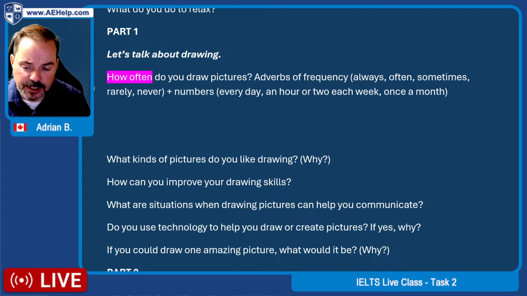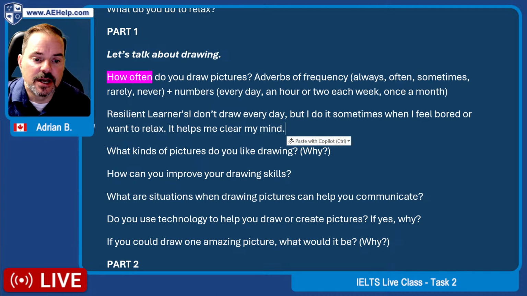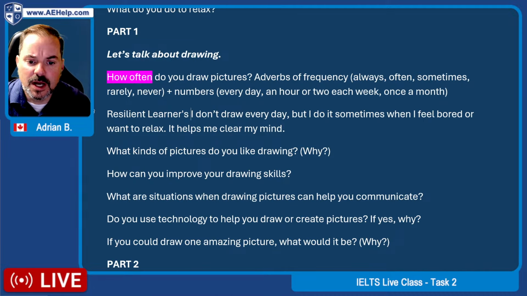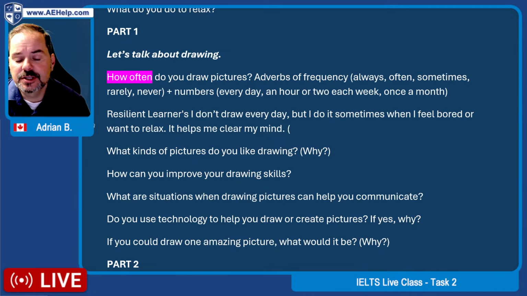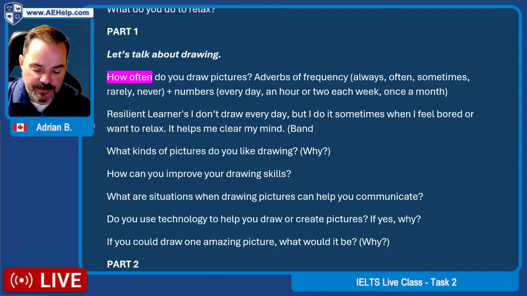Okay, so Resilient Learner has this answer for us. Resilient Learner says, I don't draw every day, but I do it sometimes when I feel bored or want to relax. It helps me clear my mind. Okay, so it's a good answer, and this could still be a band 9 start, but it's not a band 9 answer. Okay, this would be more like a band 7.5.